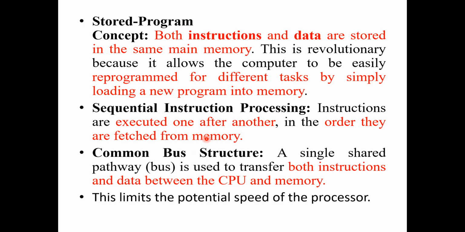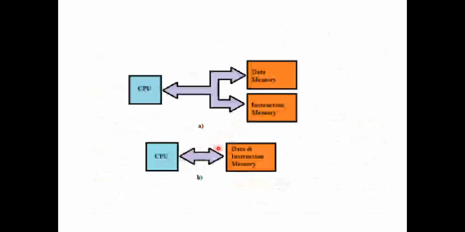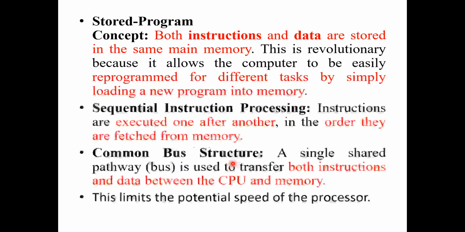And then the common bus structure. Here, a single shared pathway is used. In this single pathway, we transmit both data and instructions. But in Harvard, the data memory has one bus, one path, and the instruction memory has another bus. That means two different paths transmit our data to the CPU or memory. Here, we use a single path to memory to execute.